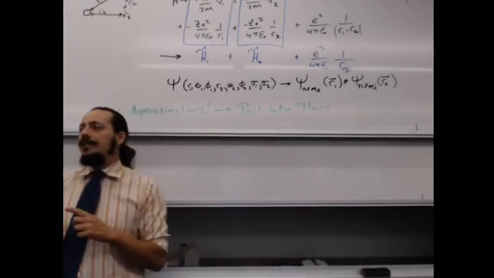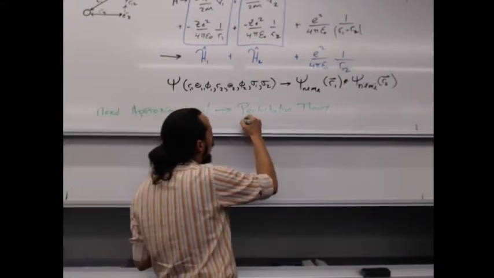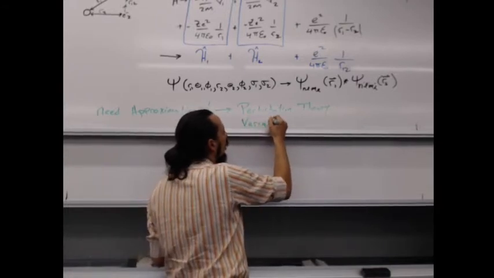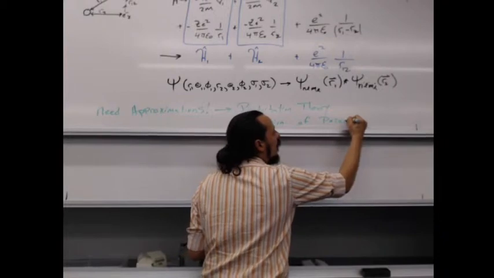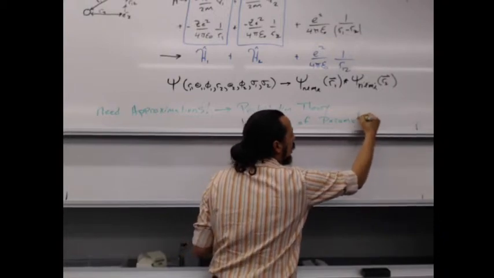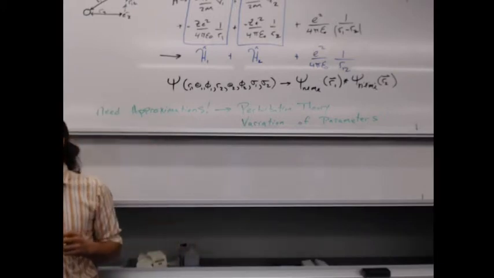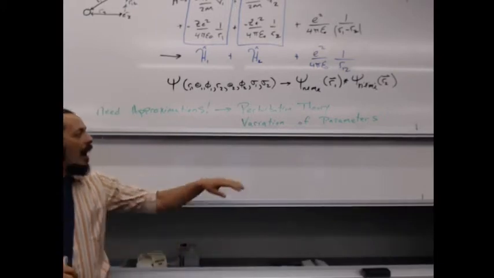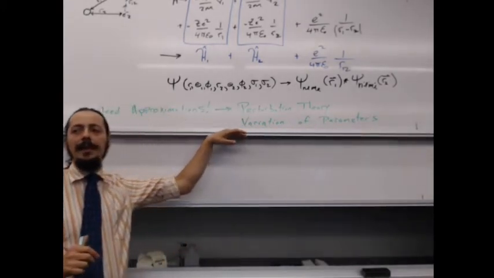Which I liked for lots of years. Perturbation theory is really handy when you're doing stuff in nuclear magnetic resonance. But then we're also going to use variation of parameters. Did I spell that right? Variation of parameters is actually a really powerful method.